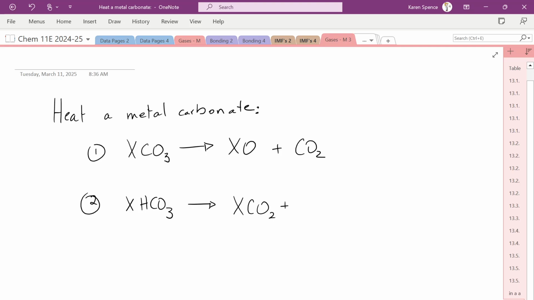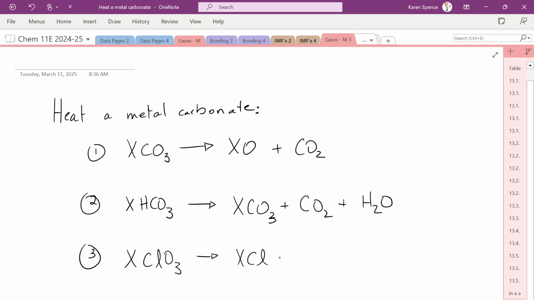Plus carbon dioxide and water. Okay, excellent. And the third one we learned was a metal chlorate. And what did we get? Metal chloride and oxygen. Okay, excellent. I don't think they're going to give you any that are too difficult to balance, so that's pretty much it.